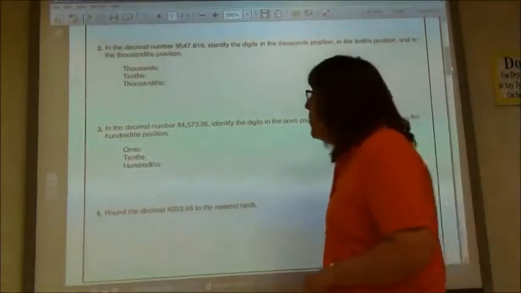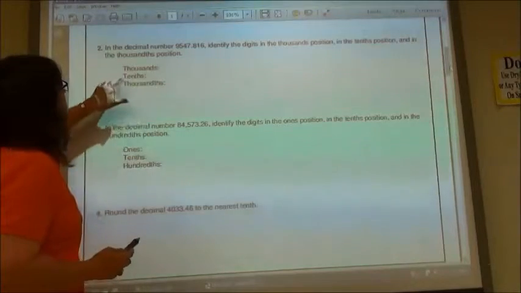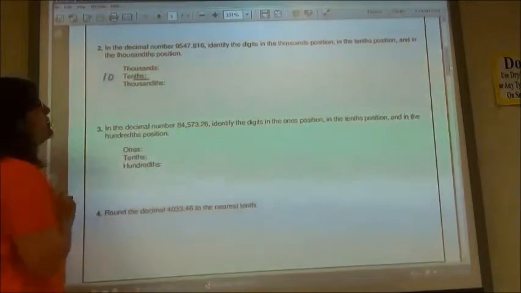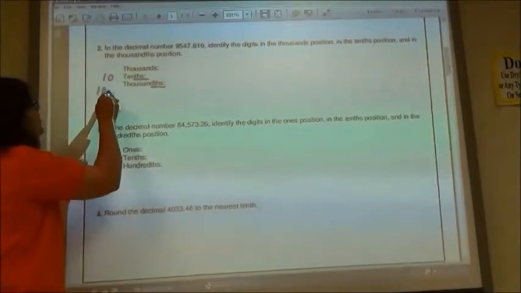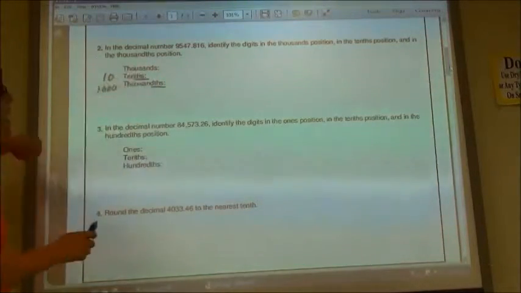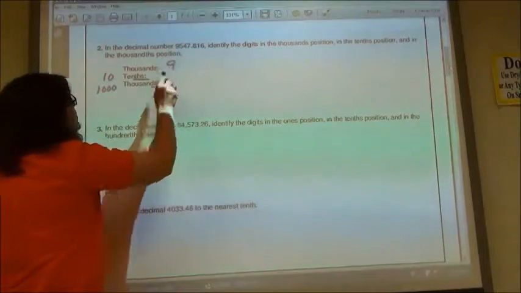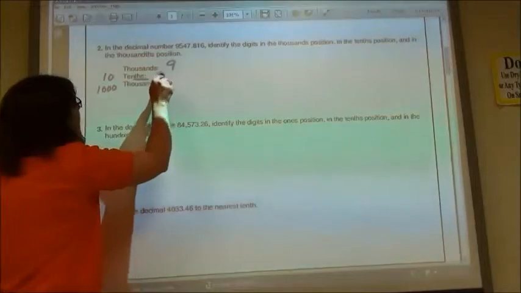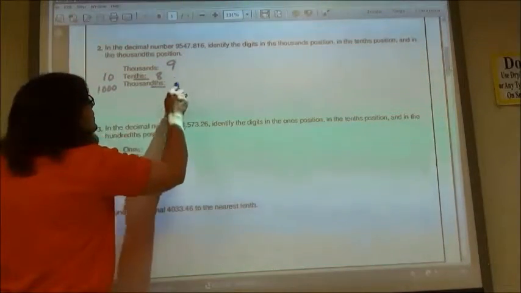So in my next number, the first one is in the thousands. It's in front of the decimal. The next one says tenths. THS, so I think of the 10, it's one place after the decimal. Thousandths. THS, I think of the number 1,000, three places after the decimal. So the thousands spot, 1, 10, 100, 1,000, 9,000. The tenths spot would be one place after the decimal, the 8. The thousandths, three places after the decimal, the 6.